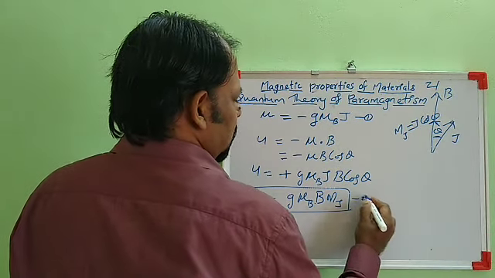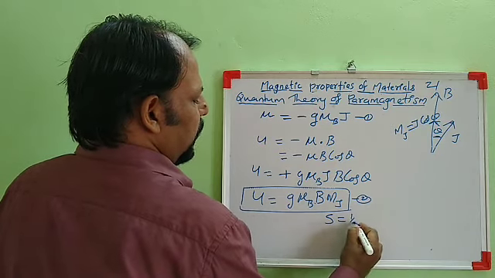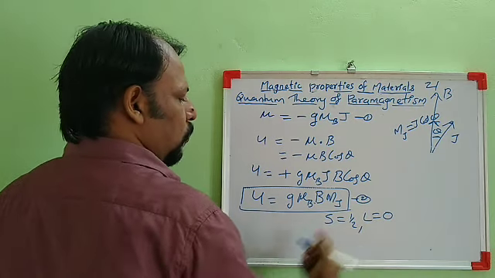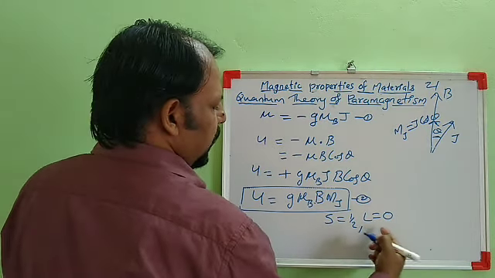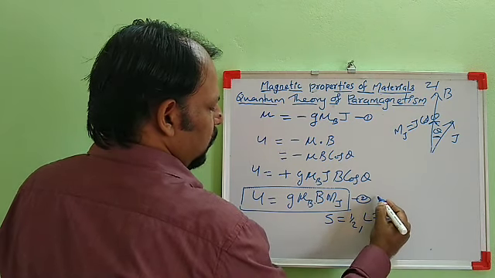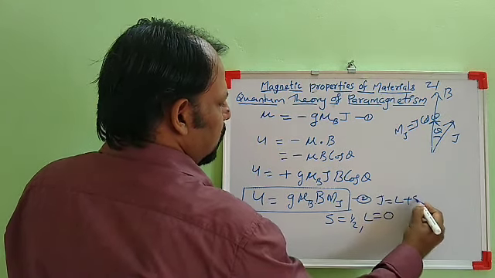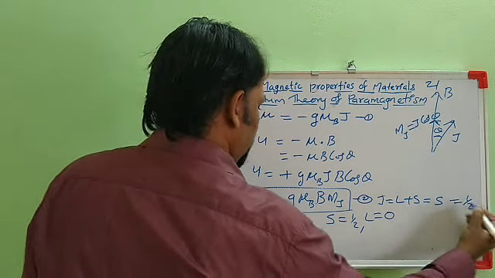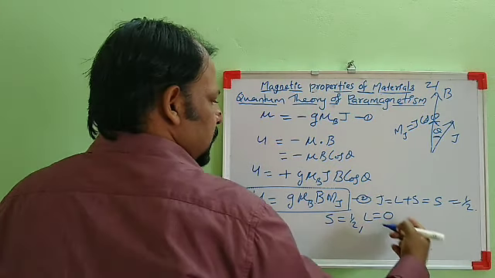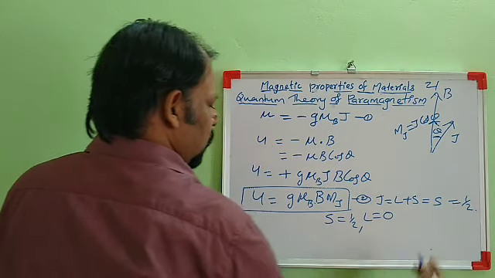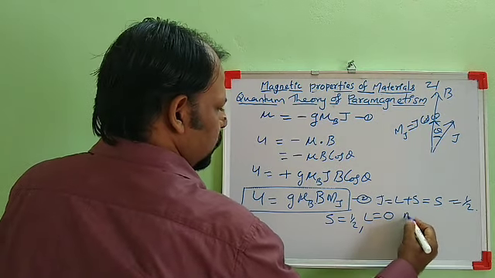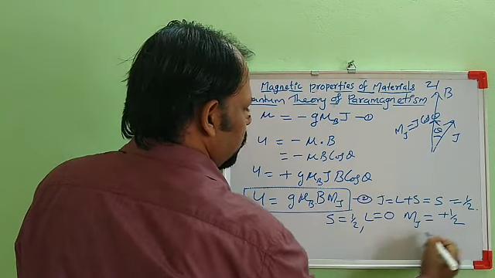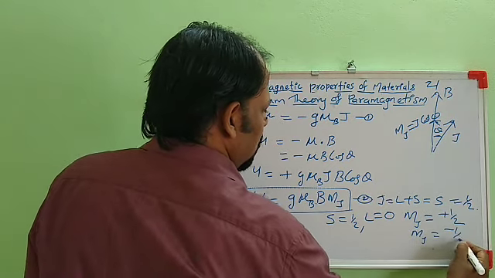Now take the case with S equal to 1 by 2 and L equal to 0. We are considering a state with S equal to 1 by 2 and L equal to 0. Then J equal to L plus S. So L is 0, so J equal to S, which is equal to 1 by 2. If J equal to 1 by 2, then Mj can have values from plus J to minus J, so it can have plus 1 by 2 or minus 1 by 2.